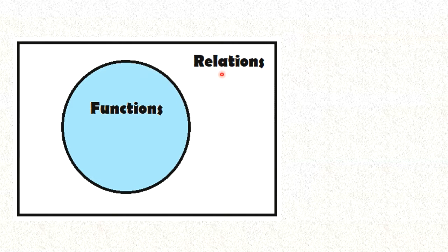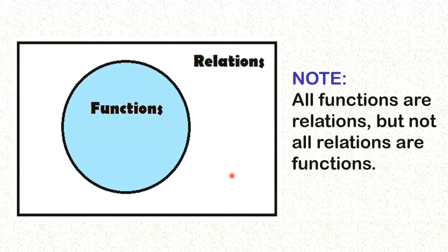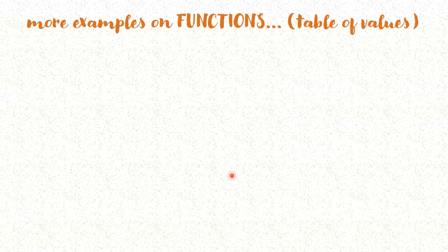What about the other way around? Lahat ba ng relations are functions? From the Venn diagram, the answer is no. Kasi, kita nyo itong mga white portion na ito. Ito yung mga relations na wala sa loob nitong circle na ito. These are the relations that are not functions. So, we say all functions are relations, but not all relations are functions. I hope that is clear. Let's have more examples on functions.